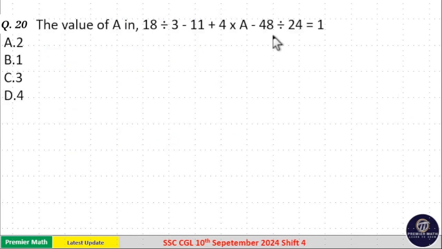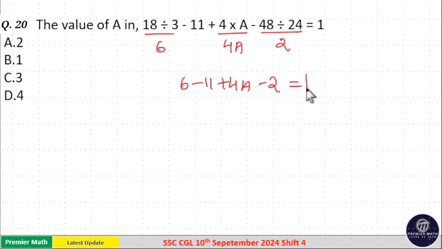Here find the value of A. Solve the division first, then multiplication. 48 by 24 is 2, 18 by 3 is 6, 4 into A is 4A. So this will become 6 minus 11 plus 4A minus 2 is equal to 1.